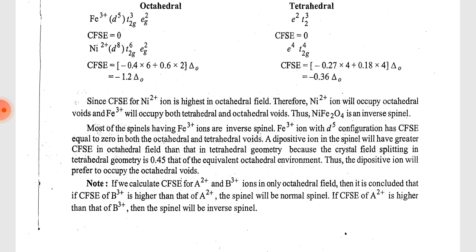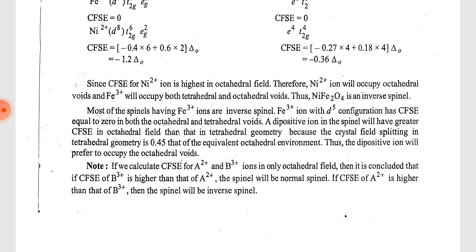Note, if we calculate CFSE for A2+ and B3+ ion in only octahedral field, then it is concluded that if CFSE of B3+ is higher than that of A2+, the spinel will be normal spinel. If CFSE of A2+ is higher than that of B3+, then the spinel will be inverse spinel.